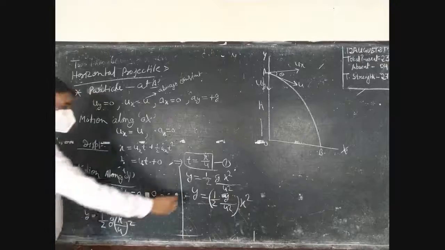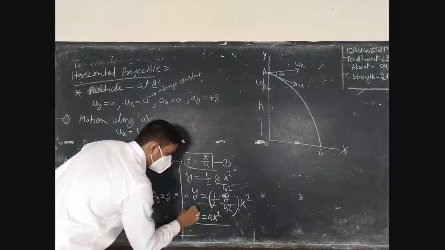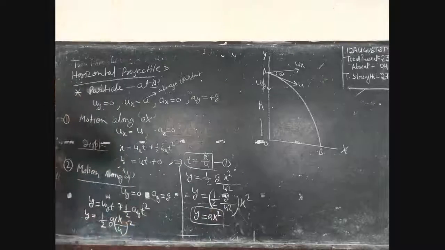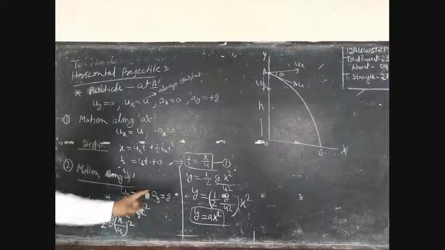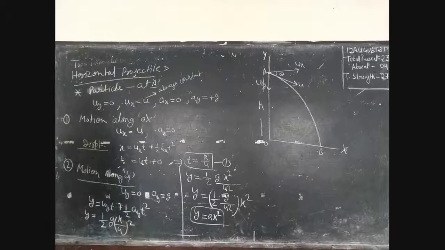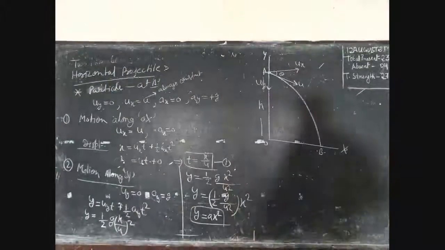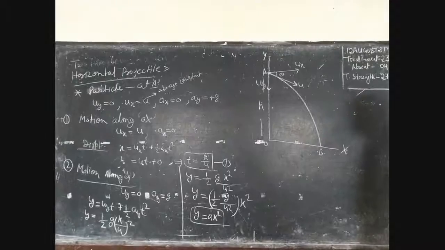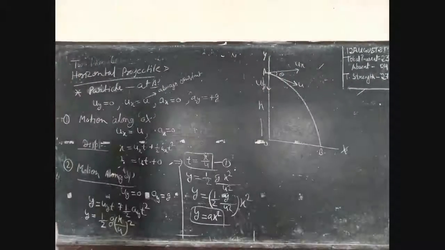So this is y equal to a constant times x square, and y proportional to x square gives the idea that the projectile follows a parabolic path. So the path of a horizontal projectile is parabolic. Clear? The next thing we will discuss in the next class. Thank you.